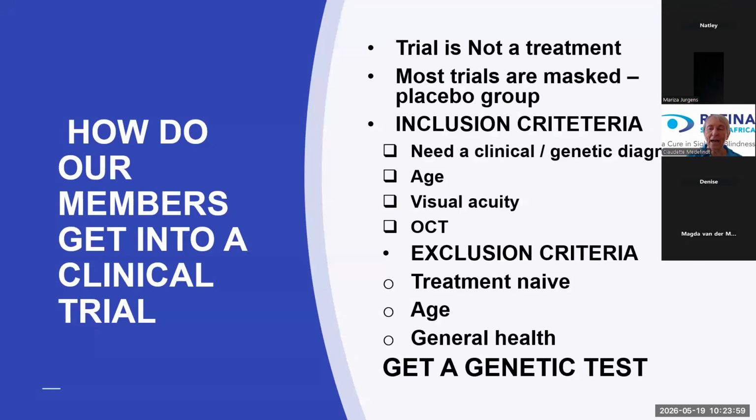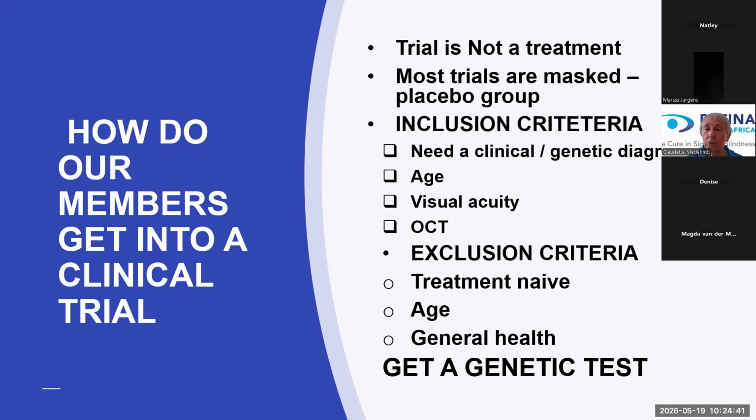So how do our members get into a clinical trial? Well, I need to warn you that most trials are masked. In other words, there will be a placebo group. Now, a placebo group means people are not getting the drug or the treatment that's going to help their vision. Usually, it's only a placebo group in phase 1. And then if they can really establish it, those people who've been in that placebo group for 2 years will then be given the treatment. So it's very important that you know that if you go into a clinical trial, you're not necessarily going to get help. You might be in the placebo group.